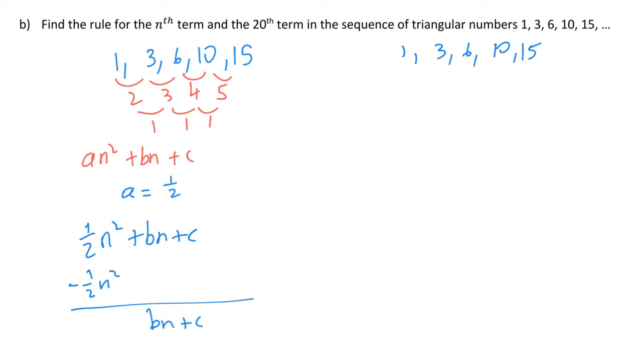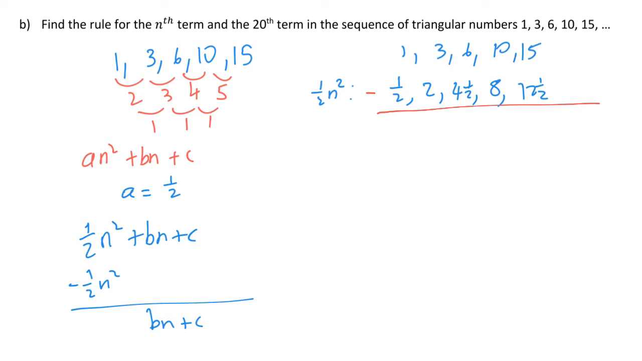If we think of a half n squared, a half n squared is n squared divided by 2. So 1 times 1 is 1, divided by 2 is a half. 2 times 2 is 4, and a half of 4 is 2. 3 squared is 9, and a half of 9 is 4 and a half. 4 squared is 16, and a half of 16 is 8. 5 squared is 25, and a half of 25 is 12 and a half. So now what we need to do is subtract these.